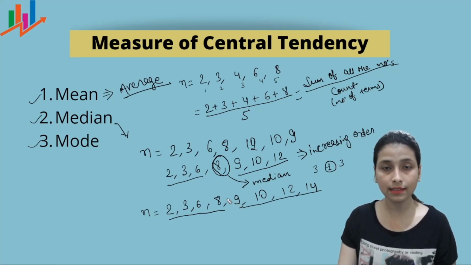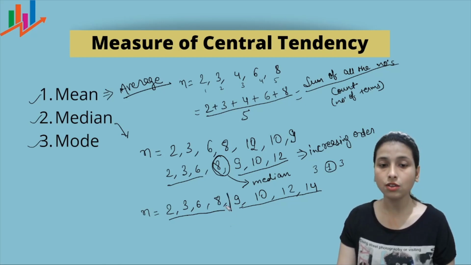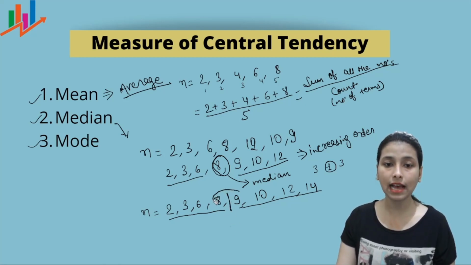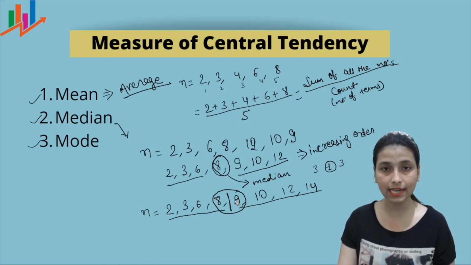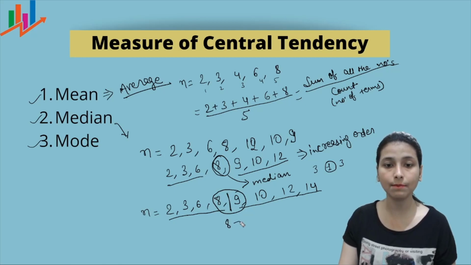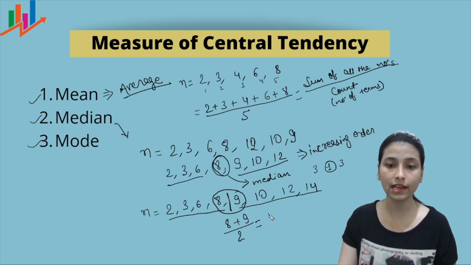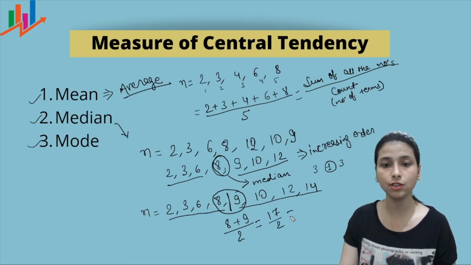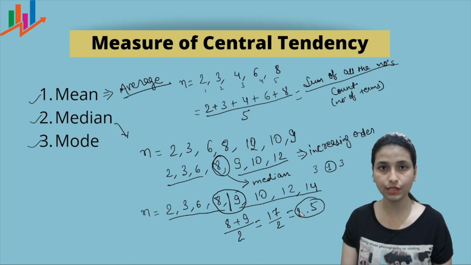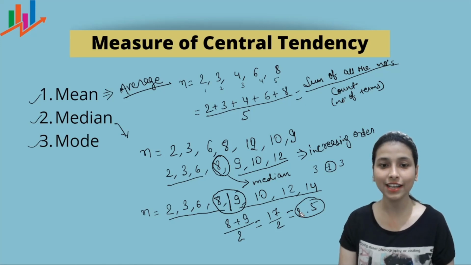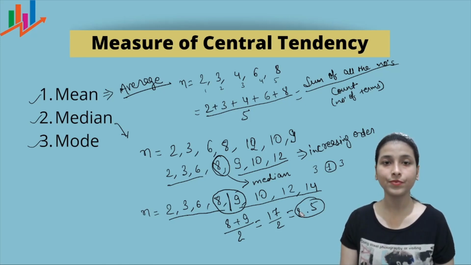Now in this case, no such middle value is present. So what I'll be doing in this case is considering the middle 2 elements, that is 8 and 9, summing them up and dividing by 2. So what will I get? 17 by 2. Here in this case, 8.5 will be the median for this data. Alright, so I hope you understood how median is calculated.